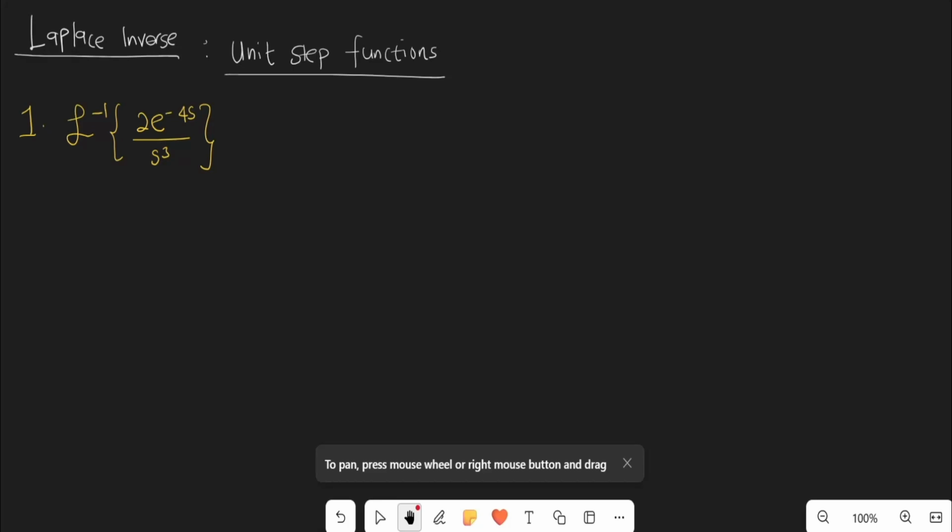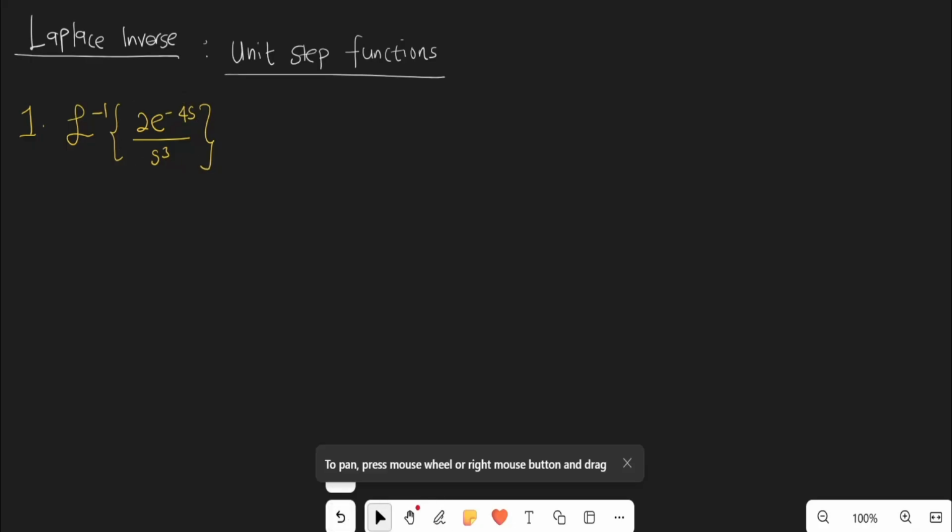In this video, we are going to take the Laplace inverse of a function involving an exponential function, right? So the function in terms of s involving an exponential function. This is quite strange, right? So how do you take the Laplace inverse of something like this?